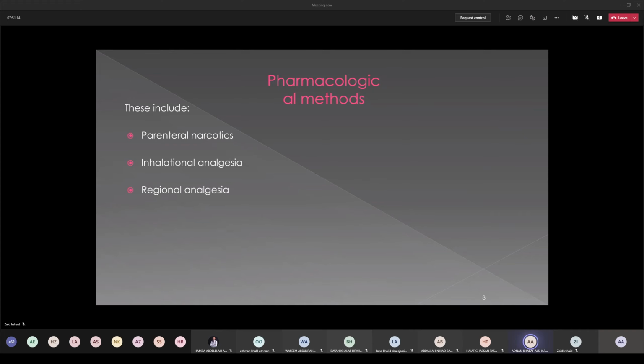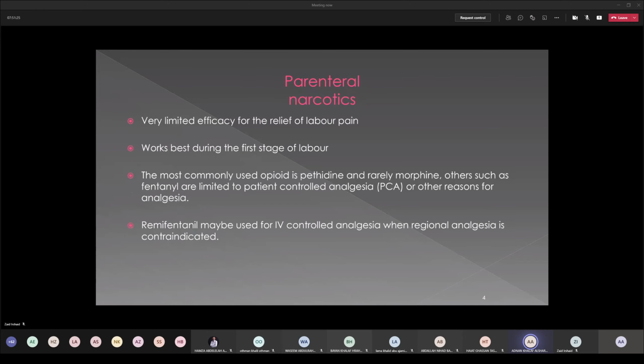The pharmacological methods depend on 3 things: parenteral narcotics, inhalational analgesia and regional analgesia. Parenteral narcotics have very limited efficacy for the relief of labor pain and work best during the first stage of labor. The most commonly used opioid is pethidine and rarely morphine. Others such as fentanyl are limited to patient-controlled analgesia.